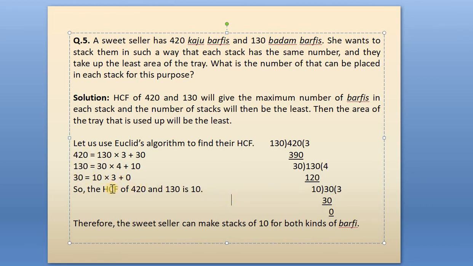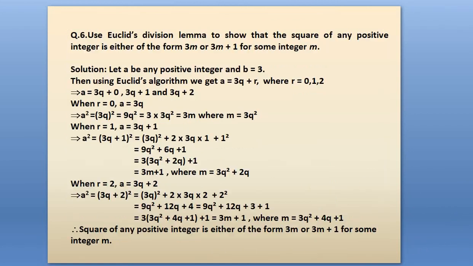You write it down in the proper format, that is, dividend equals divisor into quotient plus remainder. So you get the HCF of 420 and 130 as 10. It means that in each stack there will be 10 Kaju burfi and 10 Badam burfi. That is the highest value which you can use. So remember all these types of questions. You need to understand very properly how to do them. There are more application based questions. You have to practice yourself and see whether you are able to understand them or not.